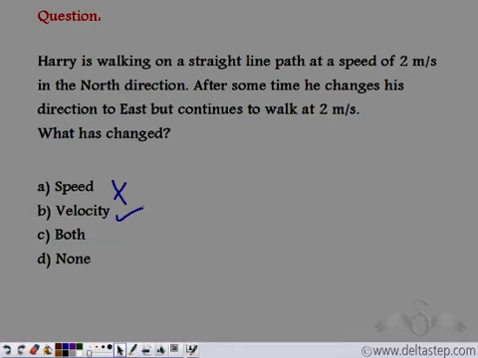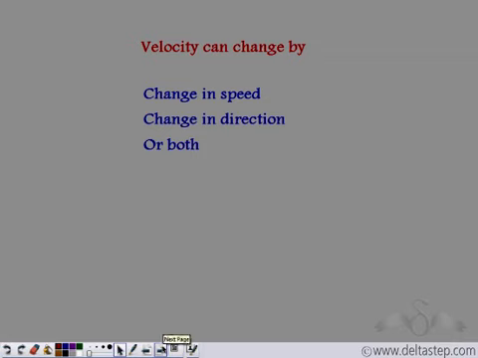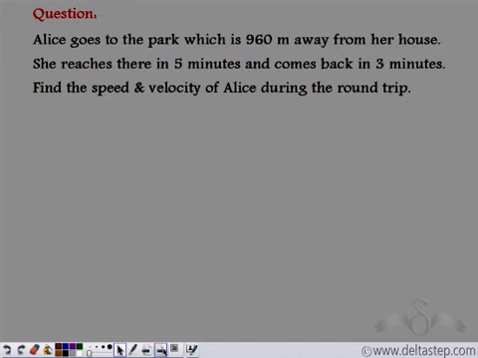So how can we say that velocity has changed? Well, velocity can change by either change in speed or change in direction or both. Alice goes to the park, which is 960 meters away from her house. She reaches there in 5 minutes and comes back in 3 minutes. What is the speed and velocity of Alice for the entire journey?